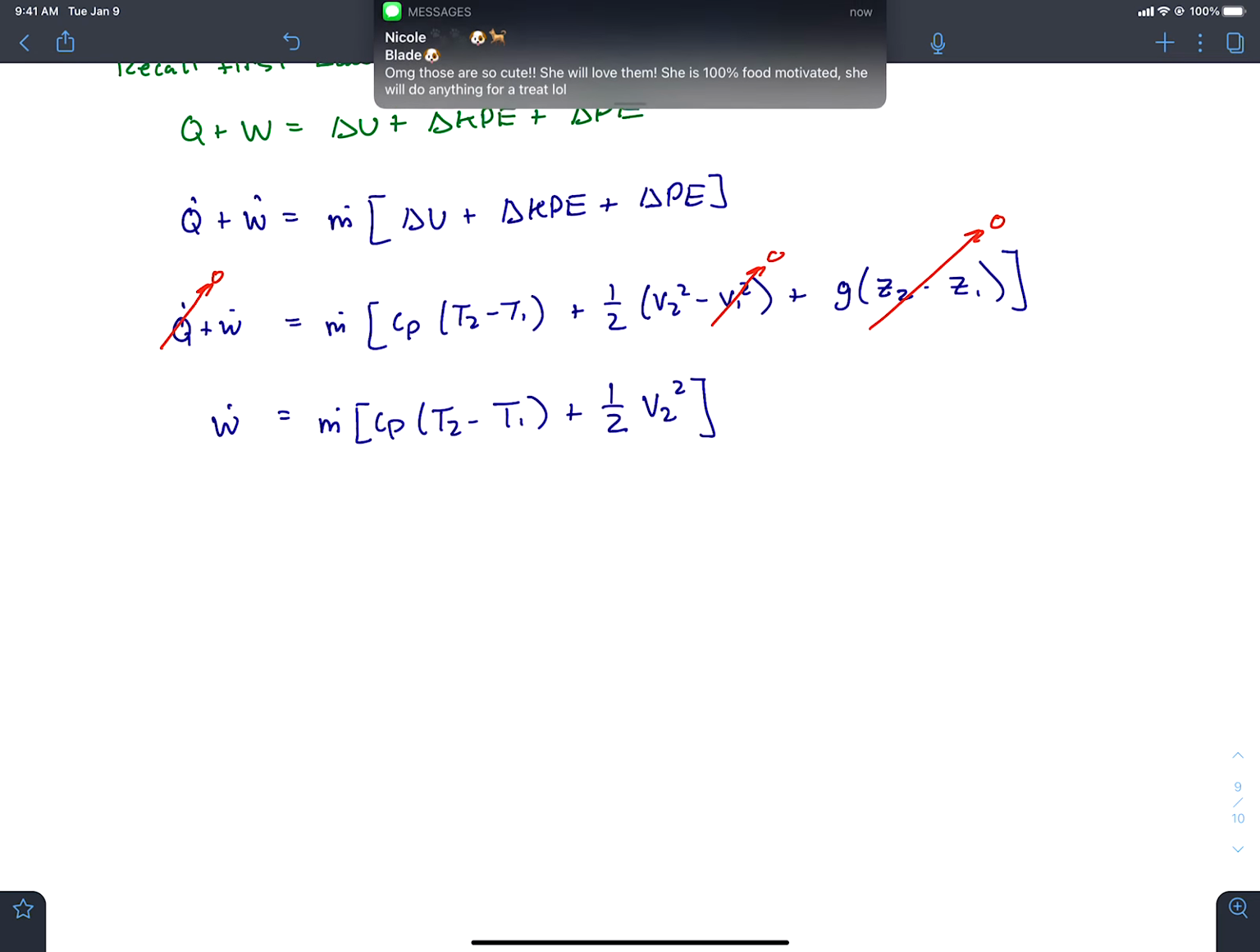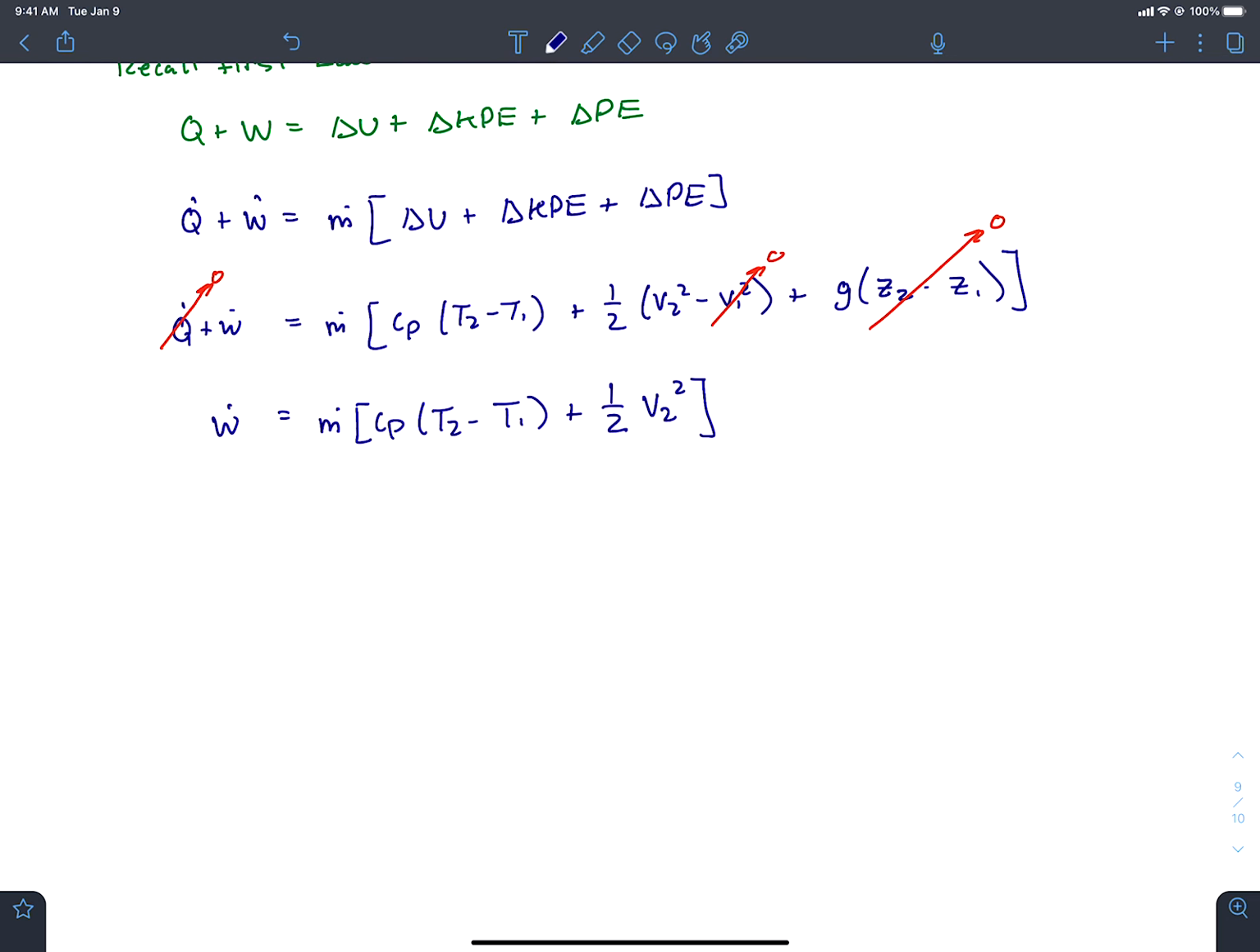So now we need to solve for m dot. Sorry about that. So m dot, I'm not distracted. I'm getting a dog tomorrow, so I'm really excited. So m dot equals W dot over Cp times T2 minus T1 plus 1/2 V2 squared.